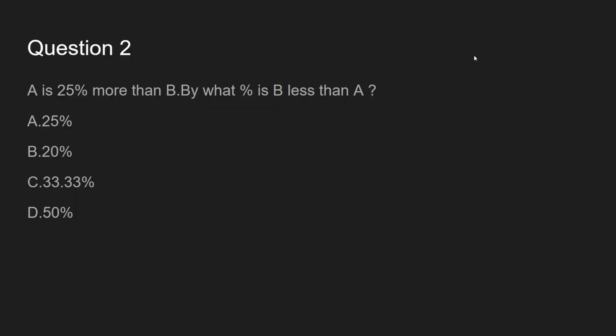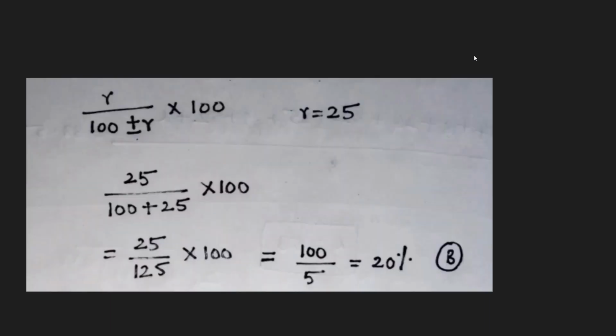The next question, A is 25% more than B. By what percent is B less than A? Here they have given more than in the starting. So in the denominator we should add. So R by 100 plus R we'll use here. 25 by 100 plus 25 into 100, that is 25 by 125 into 100, that is 100 by 5, that is 20%. So option B is the correct answer.